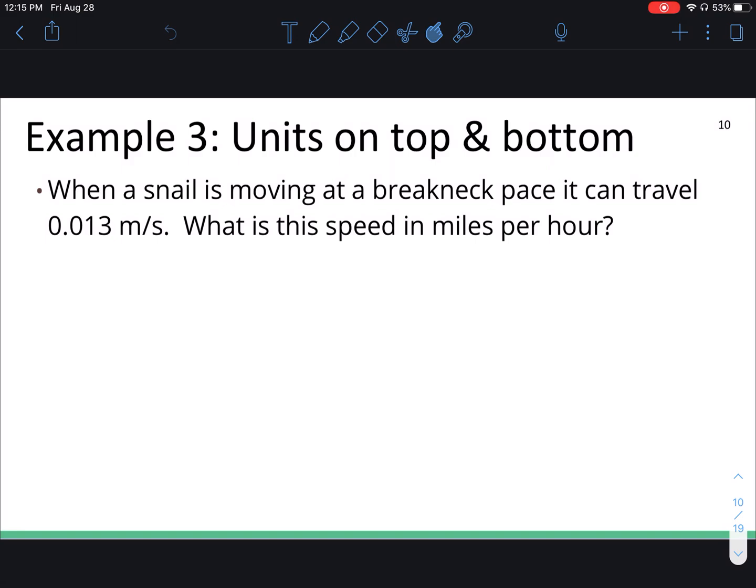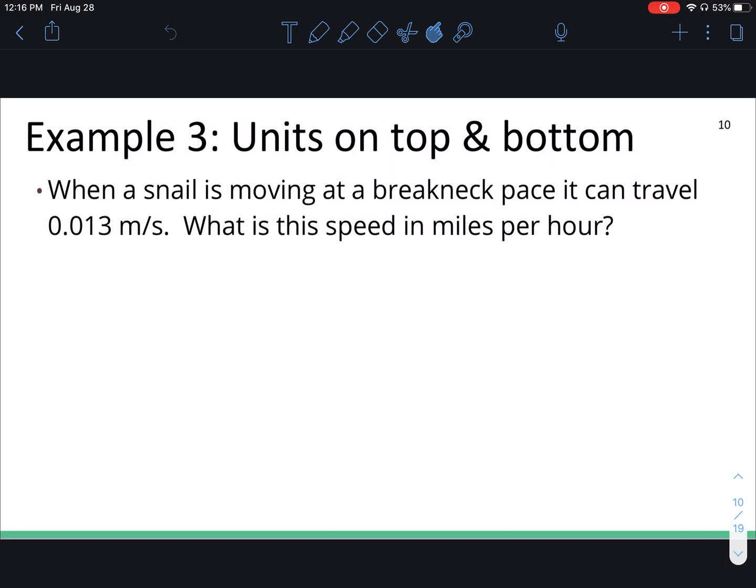All right, so here's an example of units on top and on bottom that need to be canceled out. When a snail is moving at breakneck pace, it can travel 0.013 meters per second. What is the speed in miles per hour? All right, I would like you guys to try this one out. And if you get stuck, that's okay. No matter what, when you are ready for the answers, press play.